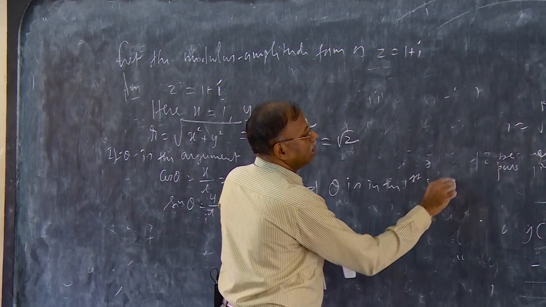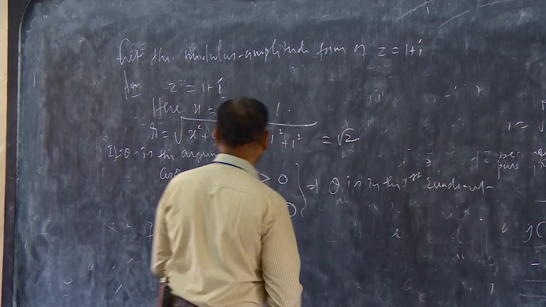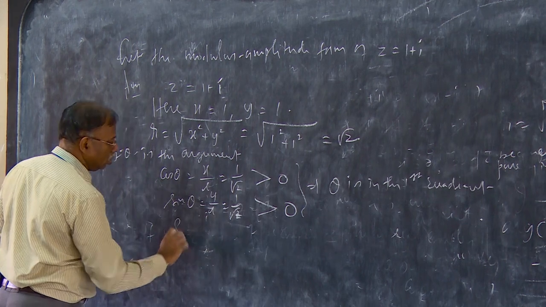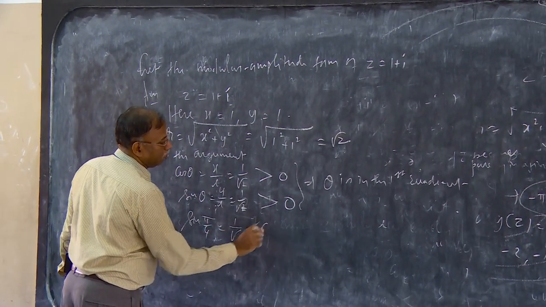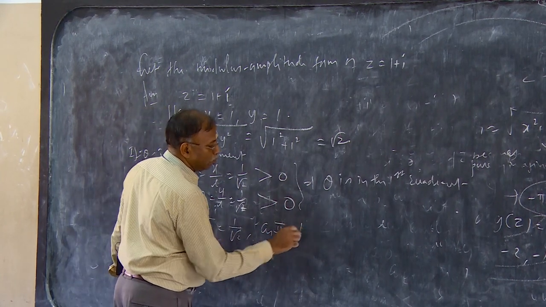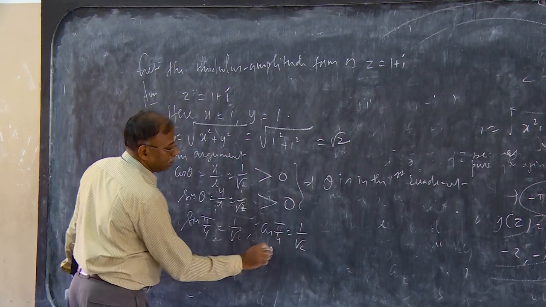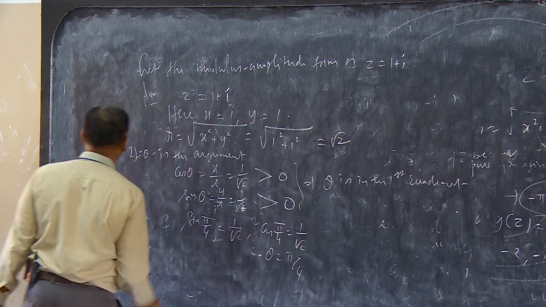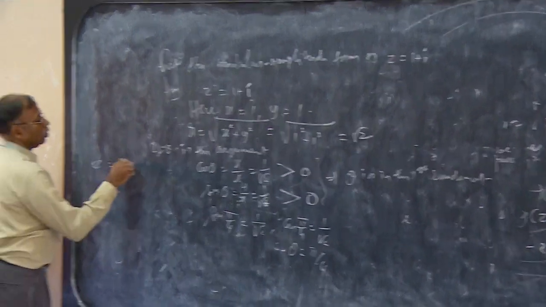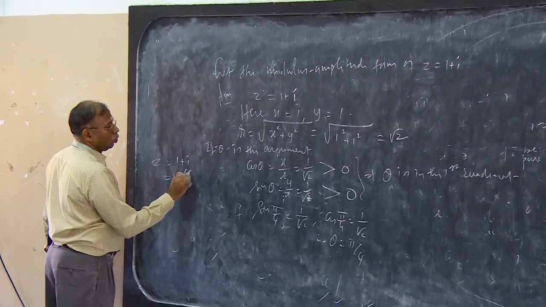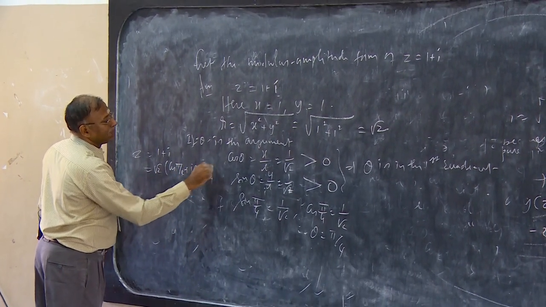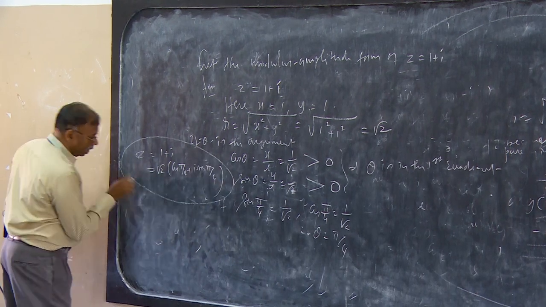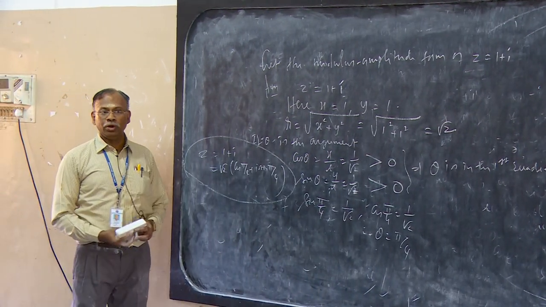Theta is in the first quadrant. Also, I can conclude easily that sin pi by 4 is 1 by root 2, and cos pi by 4 is 1 by root 2. Therefore, my theta gets reduced to pi by 4. Therefore, z equal to 1 plus i is given by root 2 into cos pi by 4 plus i sin pi by 4. That is the corresponding way of writing it in the modulus amplitude form.